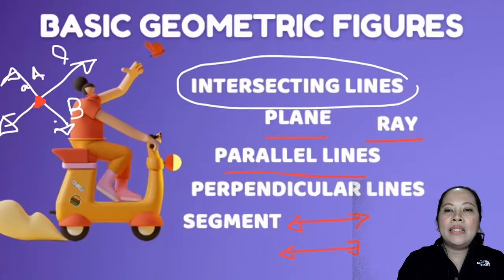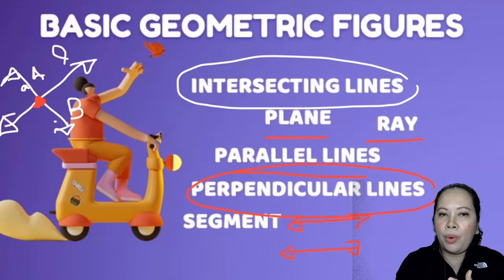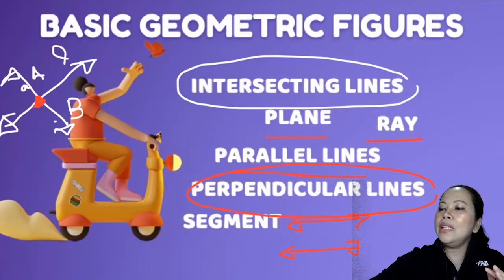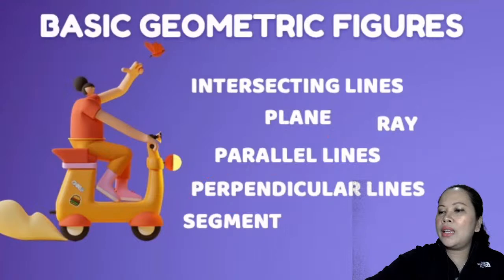Okay? Now we have what we call perpendicular lines. Perpendicular lines are lines that have a common intersection point. However, the difference between intersecting lines and perpendicular lines is that perpendicular lines always form 90 degrees. Okay? So if, let's say, I'll draw it.